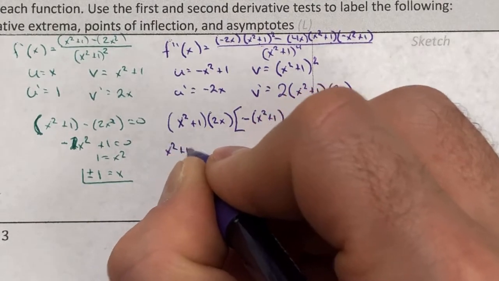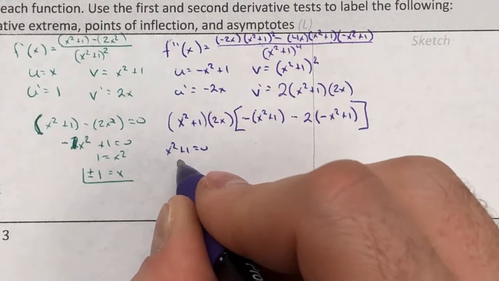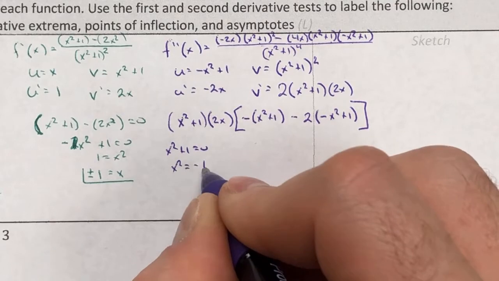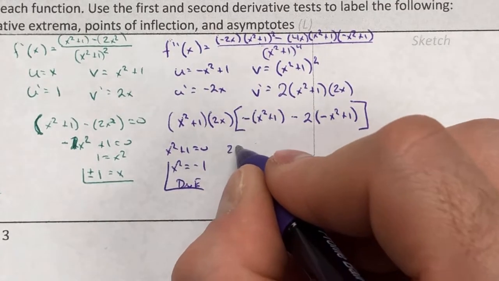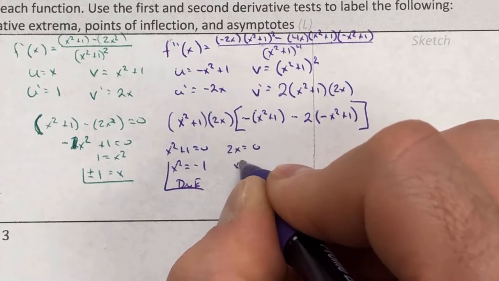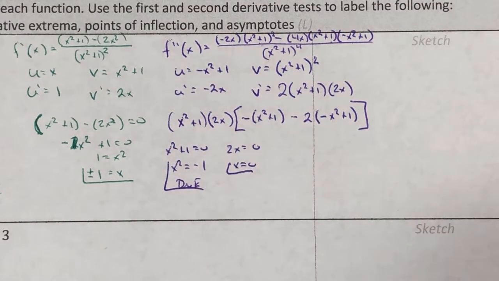So I've got myself set up for 3 critical values here. The x squared plus 1 isn't going to give anything because I know x squared can't equal a negative value, so that does not exist. The 2x is going to give us something. It's going to change at x equals 0.